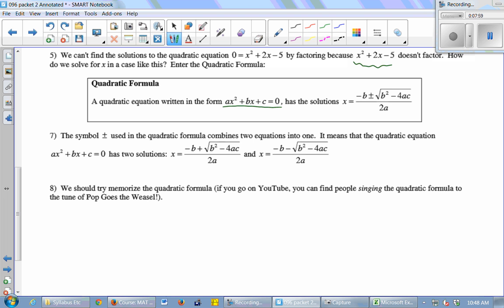So keep in mind that the symbol plus or minus used in the quadratic formula is combining two equations into one. It means that the quadratic formula has two solutions, x equals negative b plus the square root of b squared minus 4ac all over 2a, and x equals negative b minus the square root of b squared minus 4ac all over 2a. So we use the plus or minus just to save ourselves from having to write that twice.